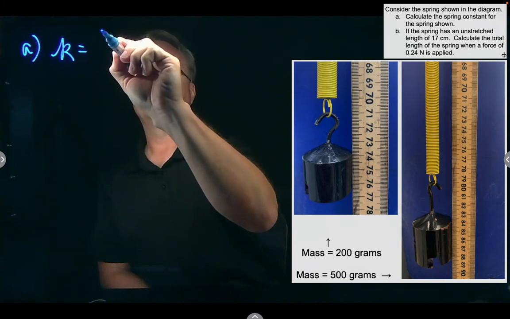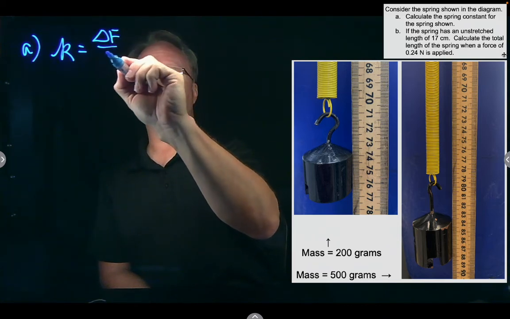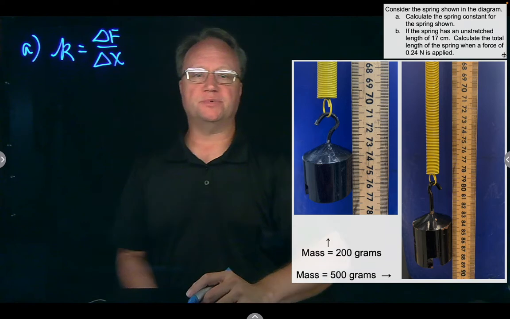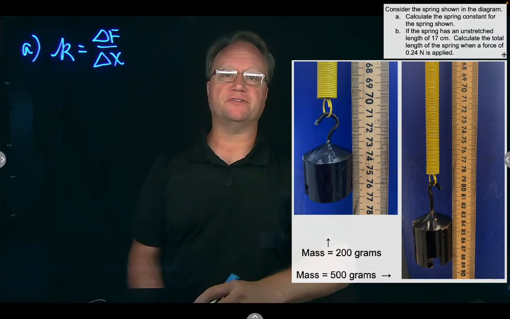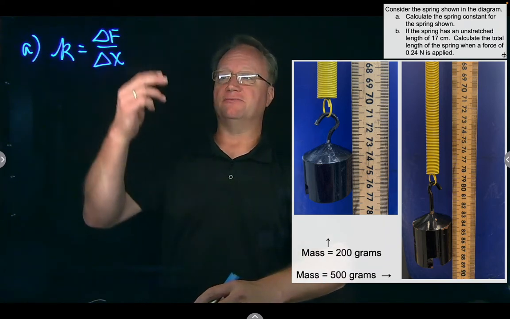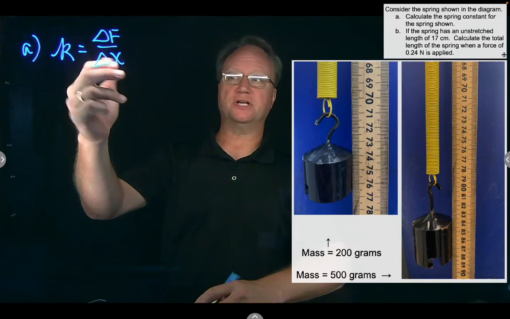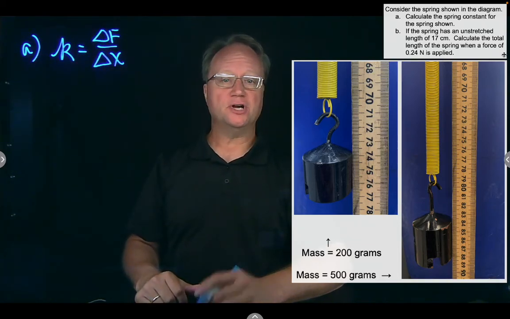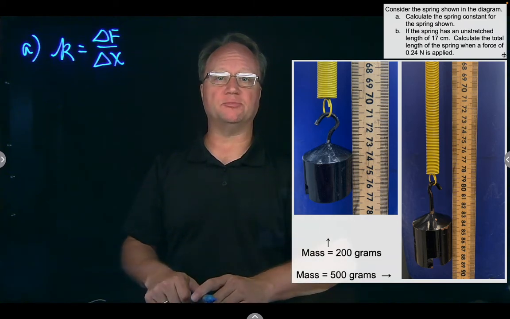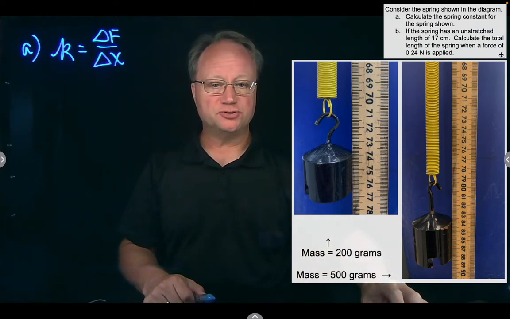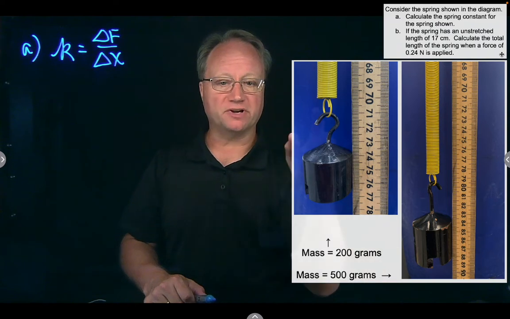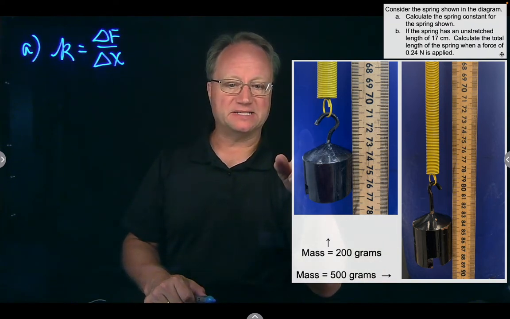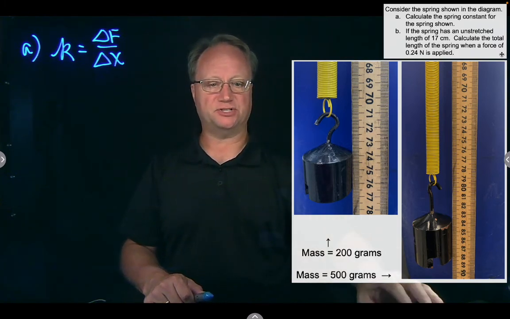lowercase k, change in force over change in position. Remember, we originally defined this related to a graph of force versus distance stretched, and this was the slope of that line. We don't have a graph here, but we do have our diagram to be able to get that data from. So over here on the diagram, we've got a 200-gram mass hanging and a meter stick next to it, and then a 500-gram mass hanging and a meter stick next to it.